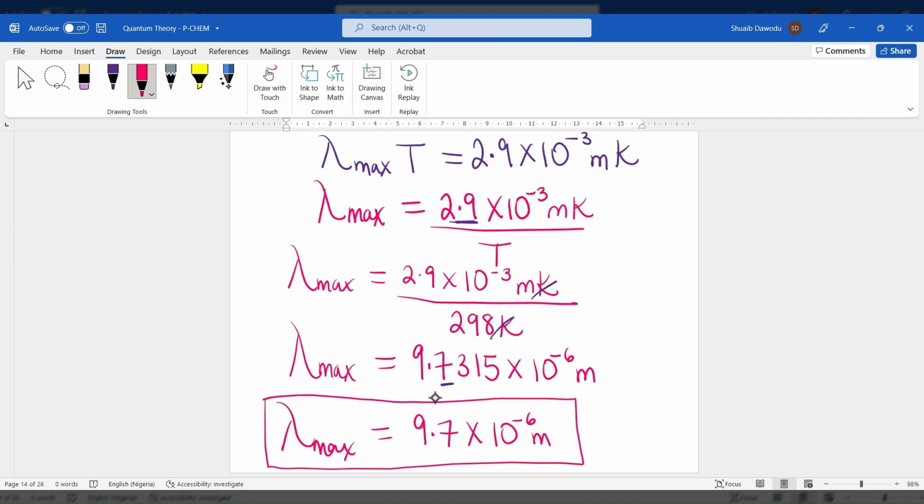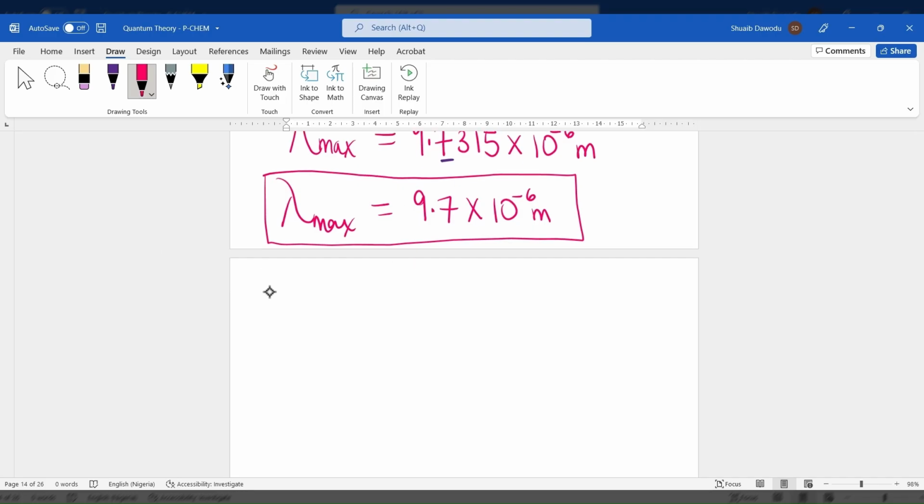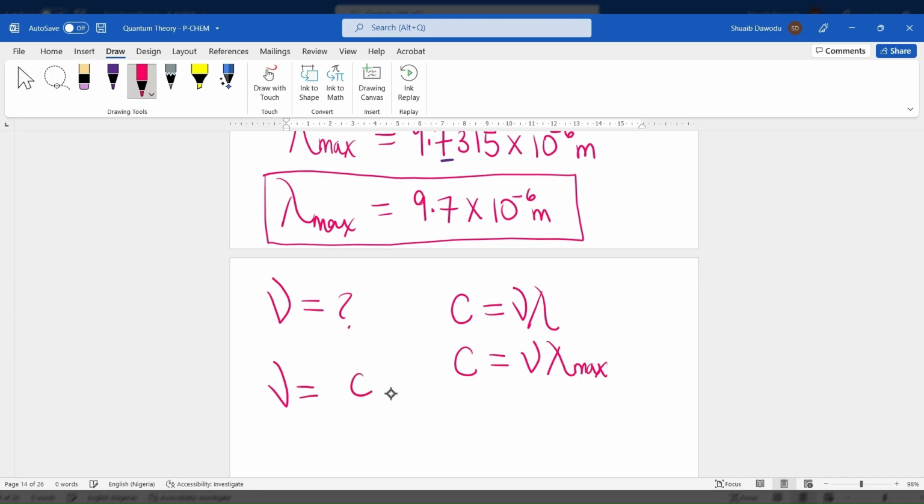So that's basically it. So now we have to solve for the frequency. It's important for you to know that whenever you're dealing with frequency and you've been given the wavelength, you have to use the formula, which simply says the speed of light c is equal to the frequency times the wavelength. So here you're going to end up with c is equal to the frequency times the wavelength at the maximum. So we're going to use this to solve for the frequency. So frequency becomes c, the speed of light, divided by the lambda at the maximum.